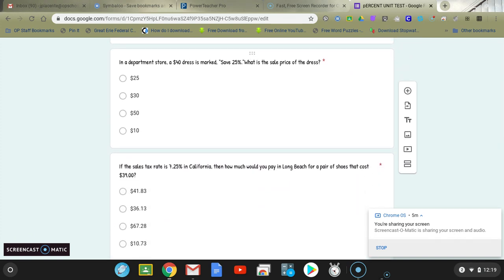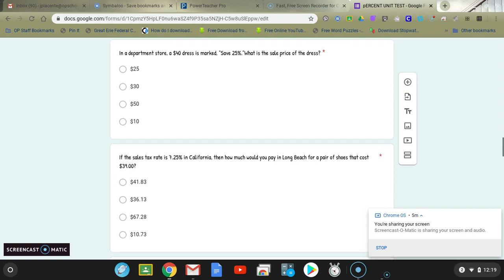In a department store, a $40 dress is marked save 25%. What is the sale price of the dress? So this one has two parts to it. You need to find how much she's getting off and then find the new price of the dress. Remember, it's a discount, so it's decreasing. So what are you going to do with the $40 and the discount? Your answer choices are 25, 30, 50, or 10.